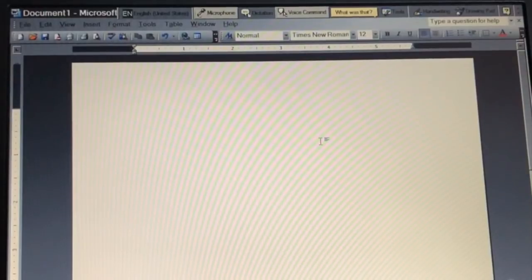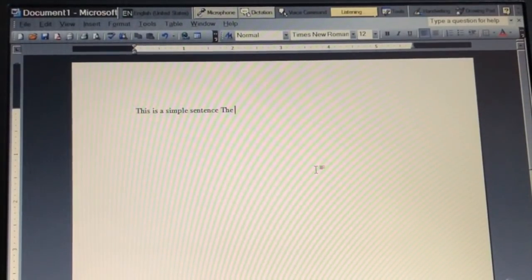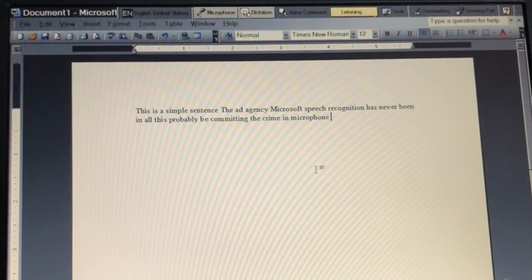Oh, close. Let's try dictation. This is a sample sentence. Period. As you can see, Microsoft speech recognition has never been accurate. Although it's probably because I'm using a crappy microphone. I actually have never tested the microphone in this IBM or Lenovo ThinkPad T60 that I got just over a month ago.